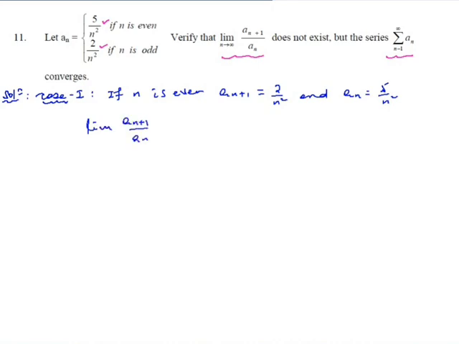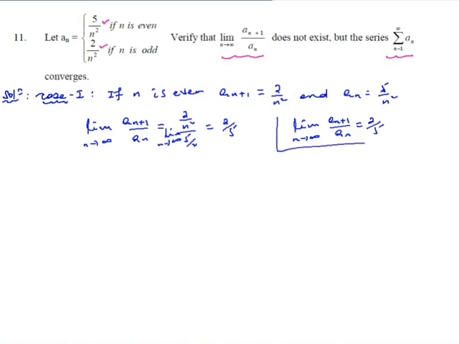So in case 1, let's see the limit of the n plus 1's term over the n's term as n approaches infinity. What is it? We divide 2 over n square by 5 over n square. So we evaluate this limit. When we evaluate this limit, it becomes 2 over 5. Okay, so hold on to this: the limit of the n plus 1's term over the n's term as n approaches infinity is 2 over 5.